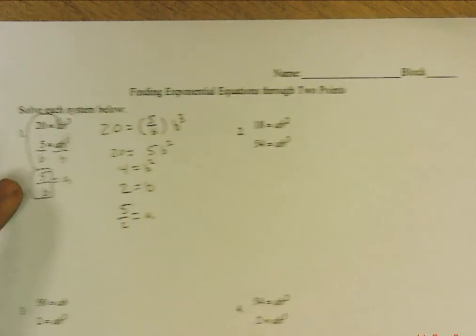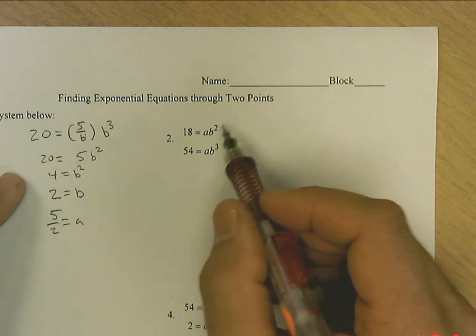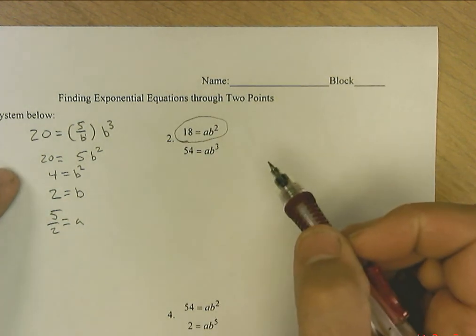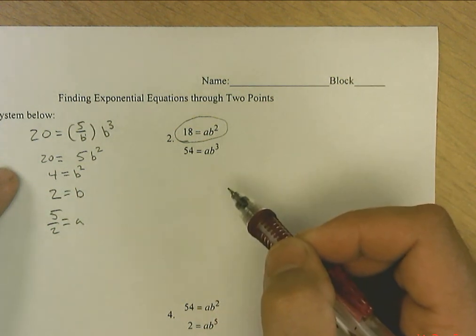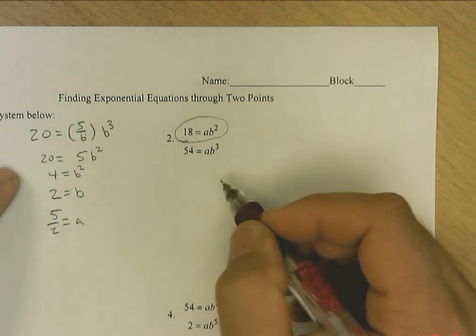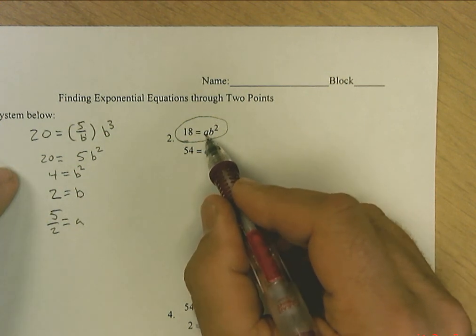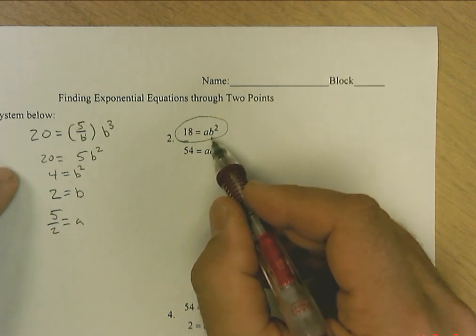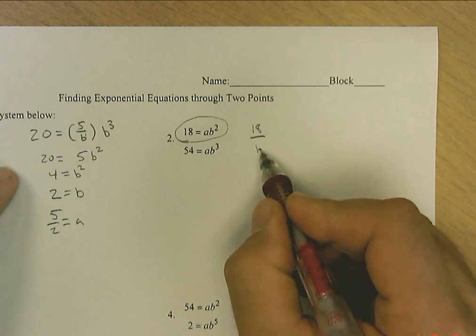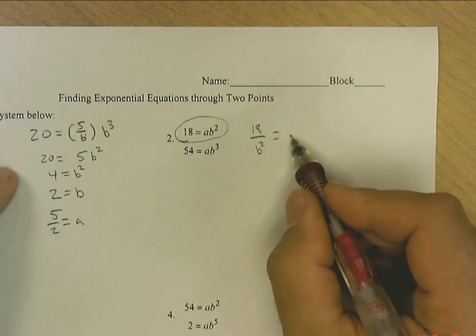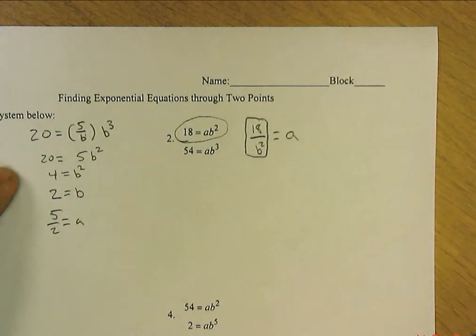Let's do another one, then you can do the next two. So I'm going to use this equation. Why? Well, because it has the smallest exponent. You can do either one, it doesn't matter. But if you choose the smallest exponent, it's way easier. So to get the a by itself, I have to get rid of this b squared. Since it's multiplied, the opposite is divide. So I end up with 18 over b squared equals my a. All I did is divide by b squared on each side.